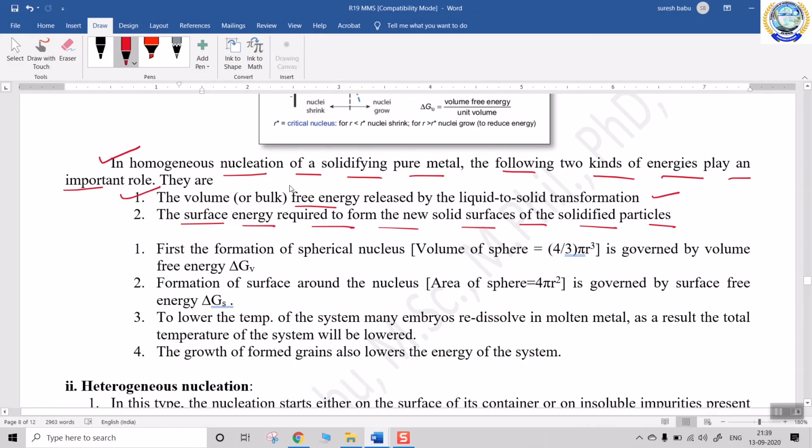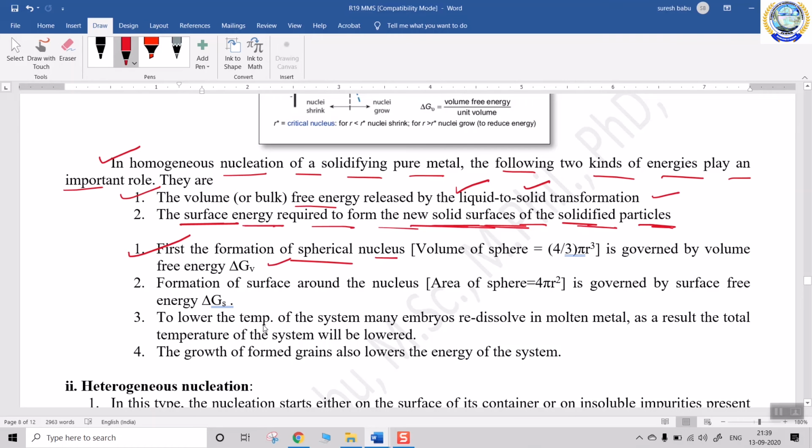So, please see here, the volume free energy is released by the liquid to solid transformation. The surface free energy is required to form new solid surfaces of the solidified particles. Is that clear? Please see here, I explained the total process in 4 points. First, the formation of a spherical nucleus is governed by volume free energy. Formation of a surface around the nucleus is governed by surface free energy.